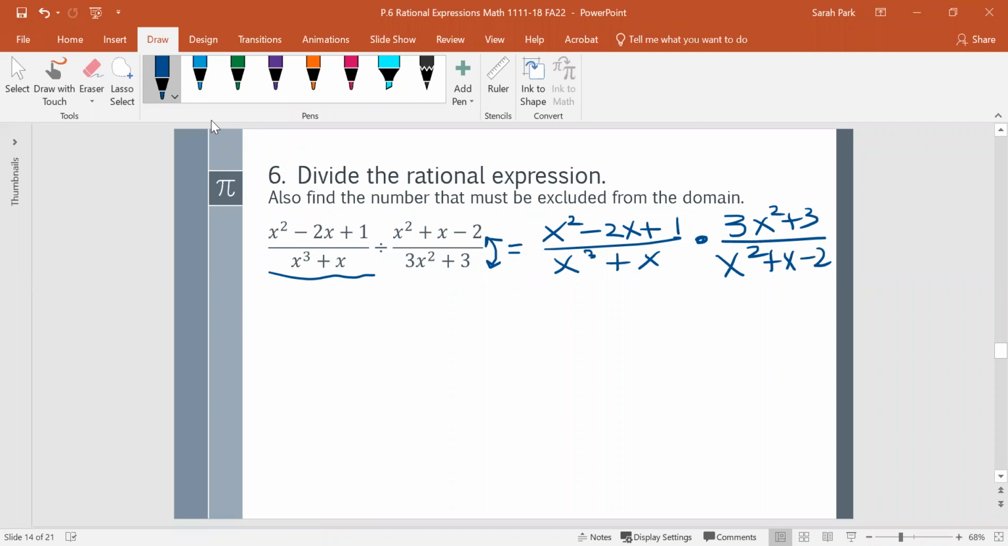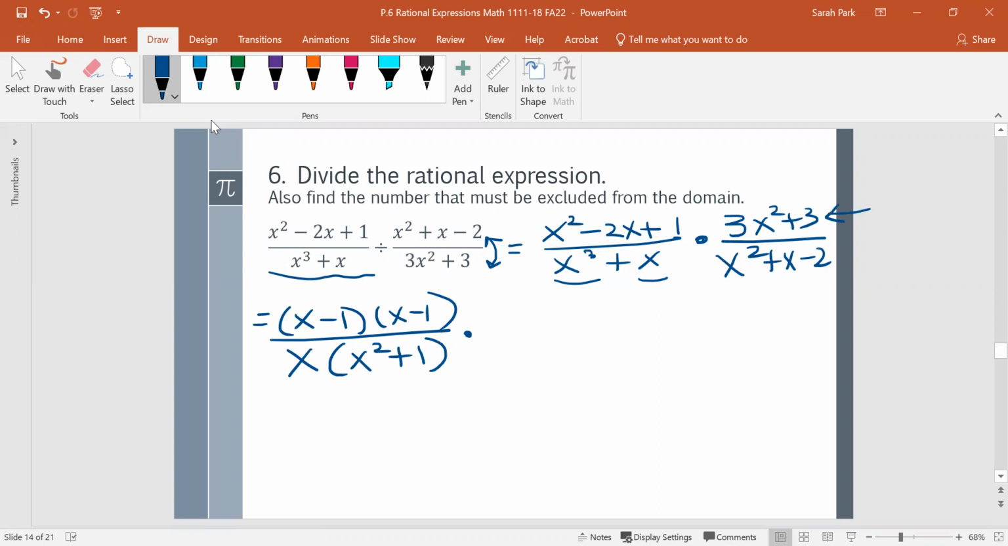Now we're going to factor. There's 4 parts, right? There's the x squared minus 2x plus 1. We can factor that as x minus 1, x minus 1. The bottom, we have an x term as the greatest common factor. So let's factor out an x, leaving us with x squared plus 1. The top here, the 3x squared plus 3, we can factor out as 3, which gives us x squared plus 1. And x squared plus x minus 2 factors as x minus 1, x plus 2.